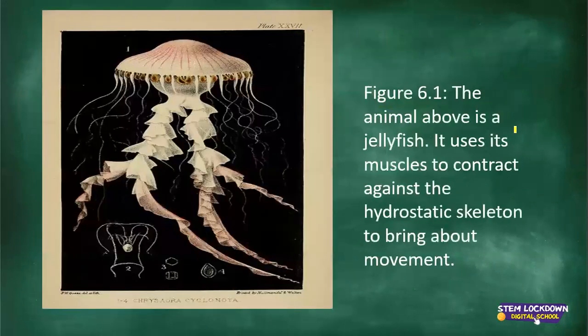Here's that image of the jellyfish, which uses muscles to contract against the hydrostatic skeleton to bring about movement. So you picture this, you see it? That is how it is like. So it moves, you see, with a structure like this, movement is easy, movement is free.